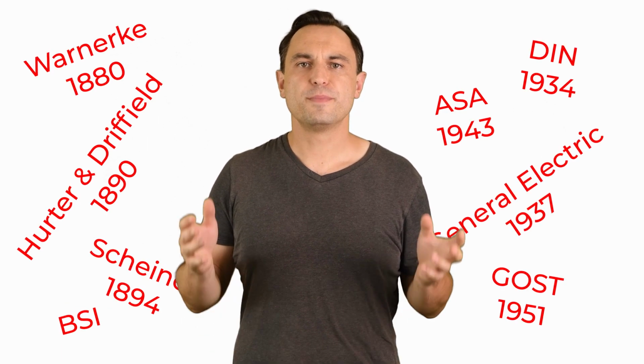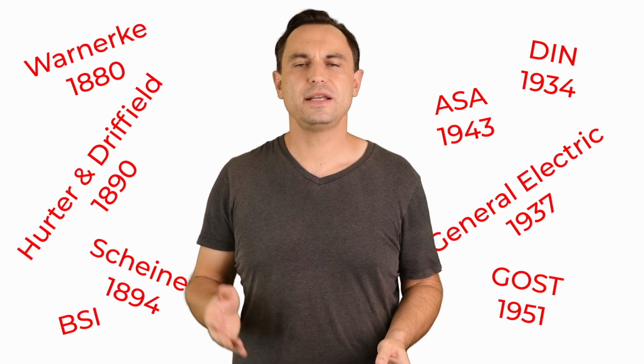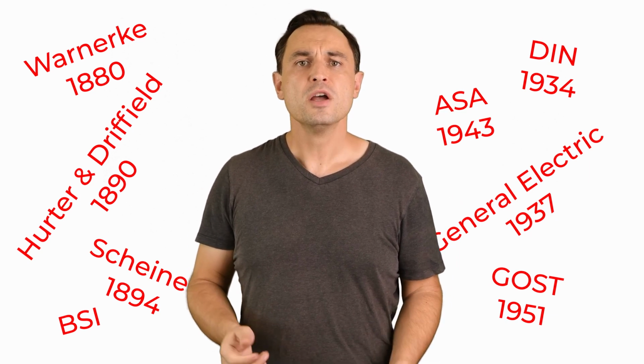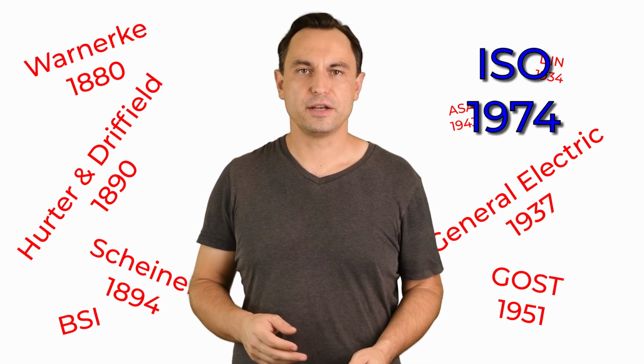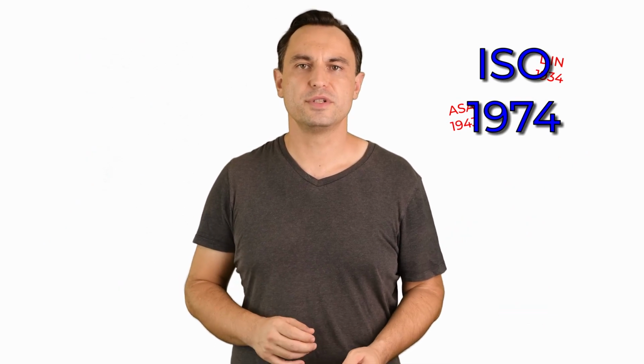Since the invention of photography in the 1800s, numerous systems were created to measure film sensitivity to light. In fact, there were 9 systems in total before ISO, which made calculating exposure a tedious and complicated task. So in 1974, the ASA and the DIN systems were combined to make the ISO standard we know today.